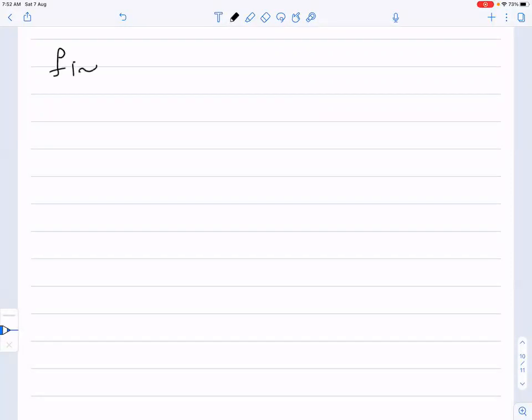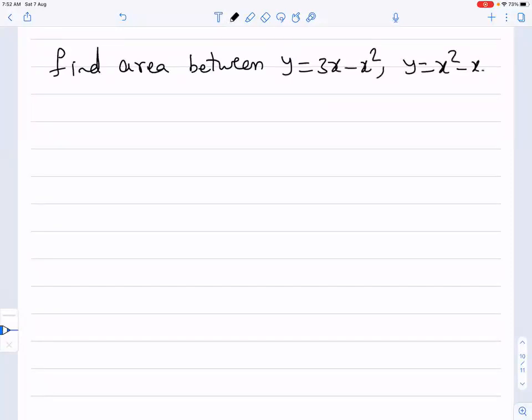Find the area between y equal to 3x minus x square and y equal to x square minus x. How do we solve it? First of all, there are only two curves, both are parabolas. One is an upward parabola and the other is a downward parabola. Your first step is solving them and plotting accordingly, right? Solving, 3x minus x square equals x square minus x.